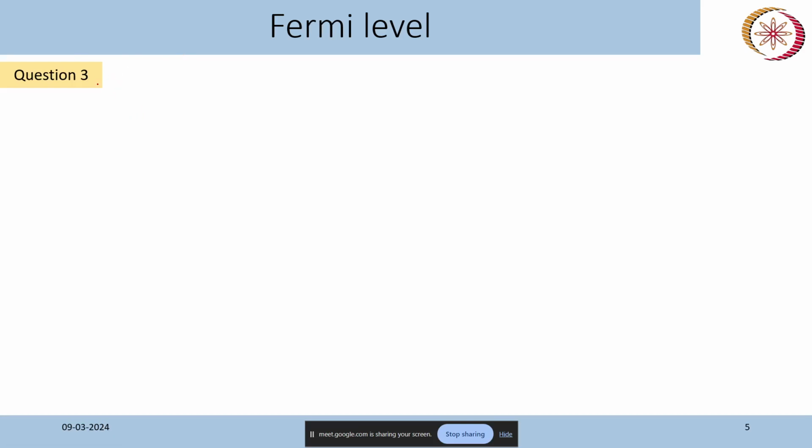So the transport of carriers depends on the number of carriers that are available to move freely, and that depends on the Fermi level inside the material. There are a few questions related to this in this session. I'll go through this third question, that is on Fermi level. Let me write down the question first.